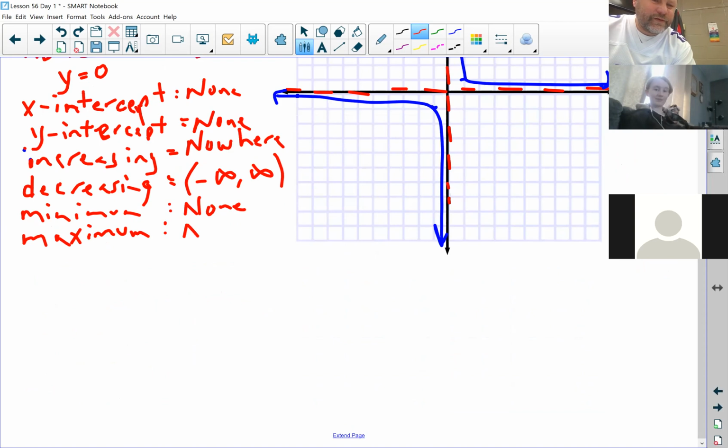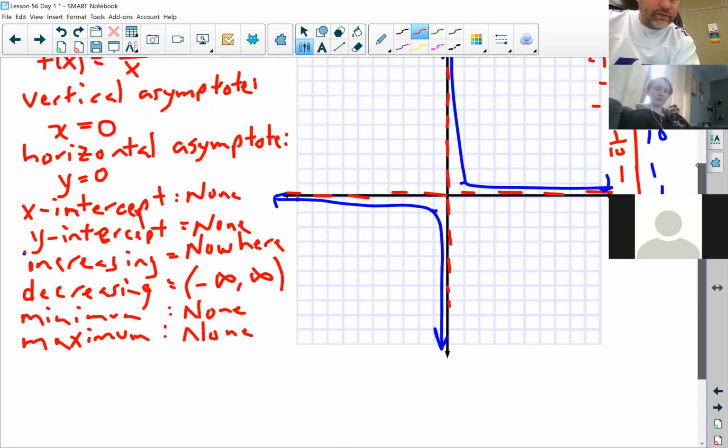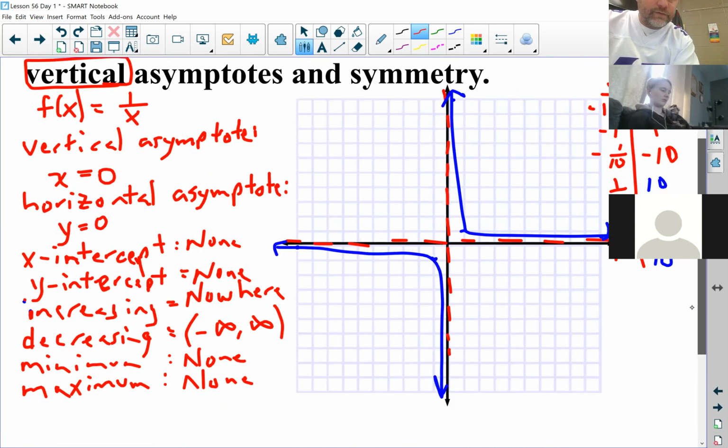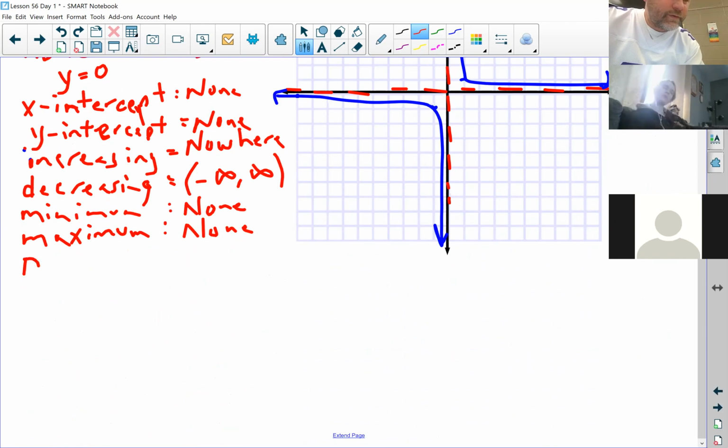Again, there is not a minimum or a maximum. All right, domain, range, symmetry.